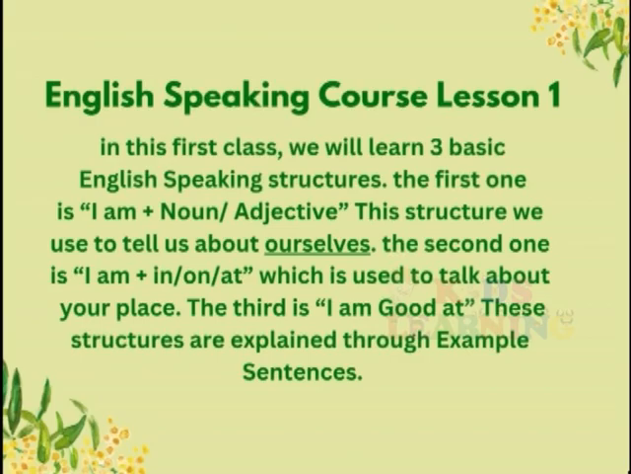In this first class, we will learn 3 basic English speaking structures. The first one is I am noun/adjective. This structure we use to tell us about ourselves. The second one is I am in/on/at, which is used to talk about your place. The third is I am good at. These structures are explained through example sentences.